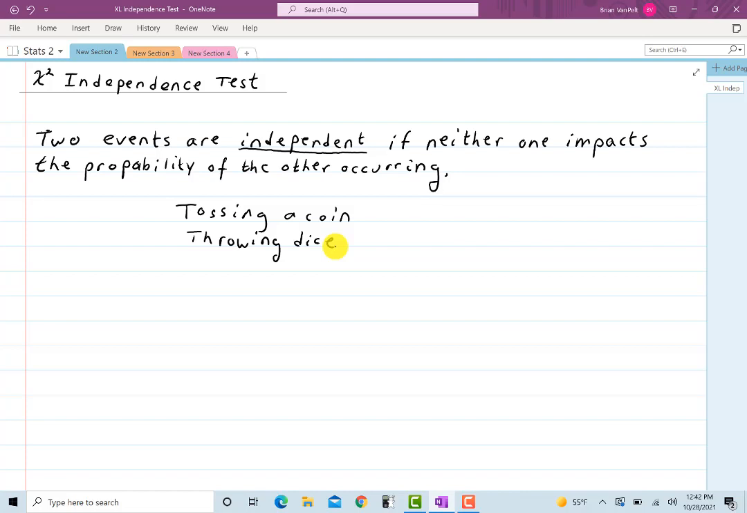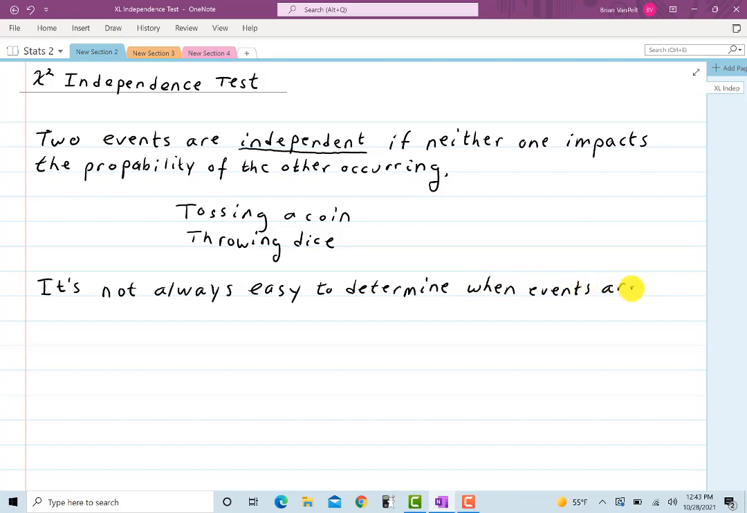And a lot of times we're not absolutely certain if events are dependent or independent until we analyze them. It's not always evident right off the bat if something is independent, like these things that I've thrown down here. So it's not always easy to determine when events are independent.